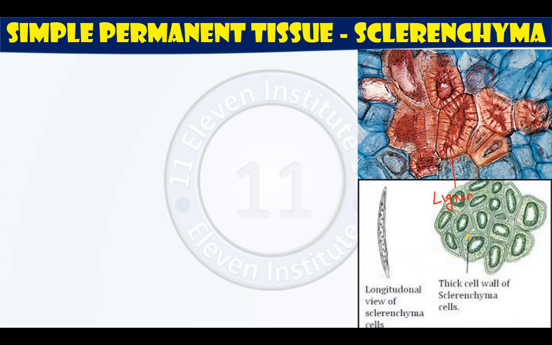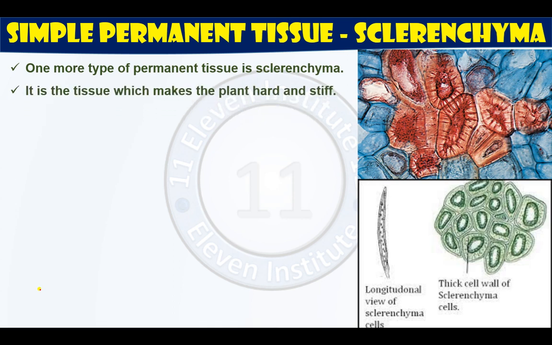Find one more image. You can see thick cell wall of sclerenchyma. There is a very thick cell wall, and this thickness is due to lignin. Right, the deposits of lignin. Let us move ahead and see what is given in the textbook. One more permanent tissue is sclerenchyma. It is the tissue which makes the plant hard and stiff. Hard and stiff.